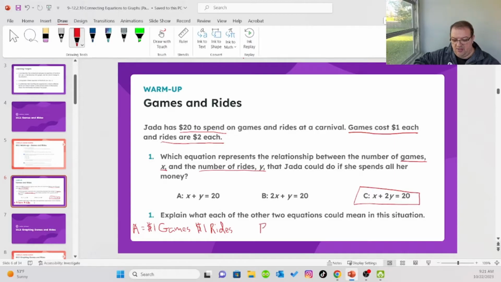In B, we have 2x, so that would mean we have $2 games. And we have y, so we have $1 rides. But what we wanted was C, where we had $1 games and $2 rides. So we have to make sure we understand how to take the information that's in the equation and put it in equation form.